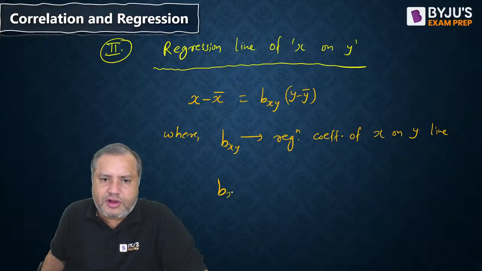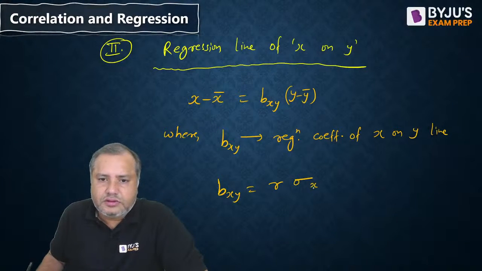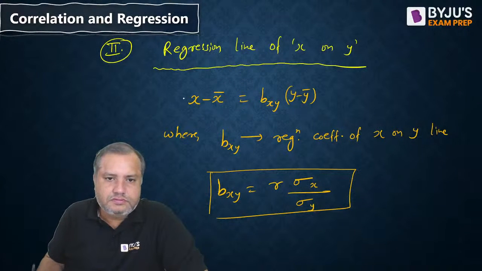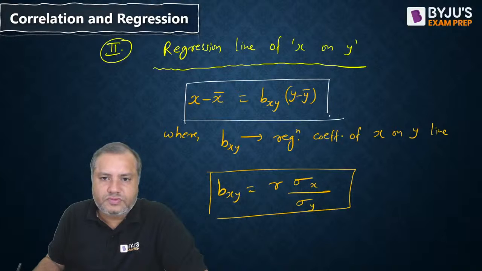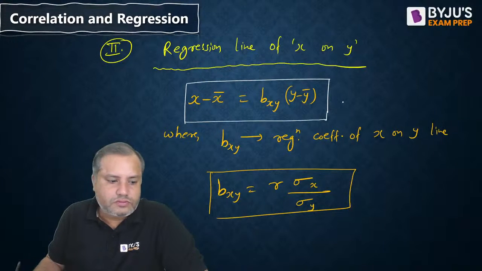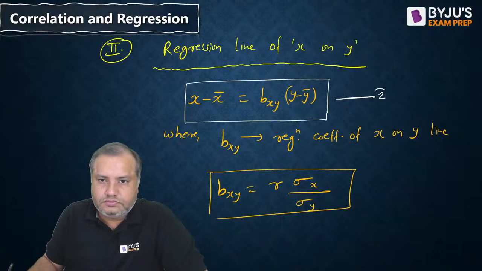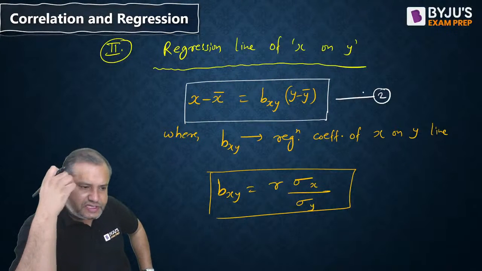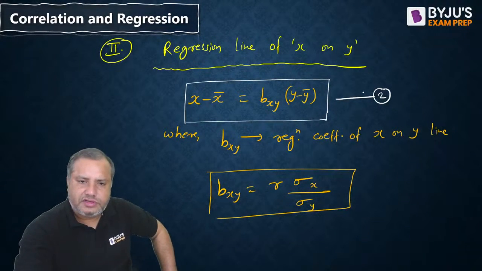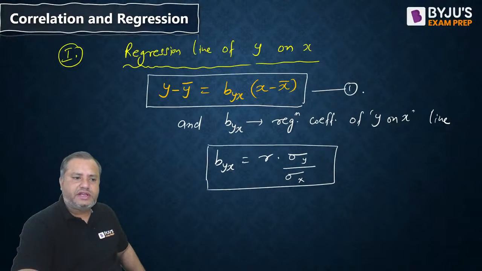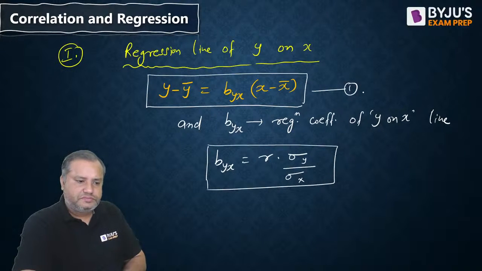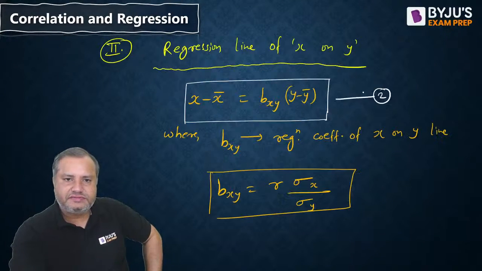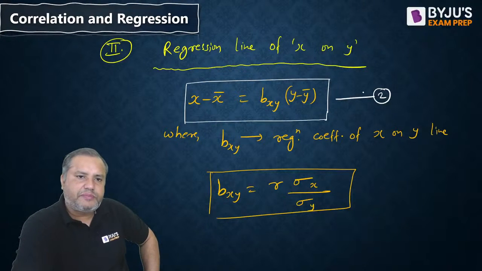Now the question arises, what is the formula for Bxy? It is R sigma x upon sigma y. This is the formula for the regression coefficient. Comfortable everyone? Yes. So all of you got it. Just take the screenshot of the regression line of y on x. Now take the screenshot of this regression line of x on y. You will get the PDF on my Telegram group.